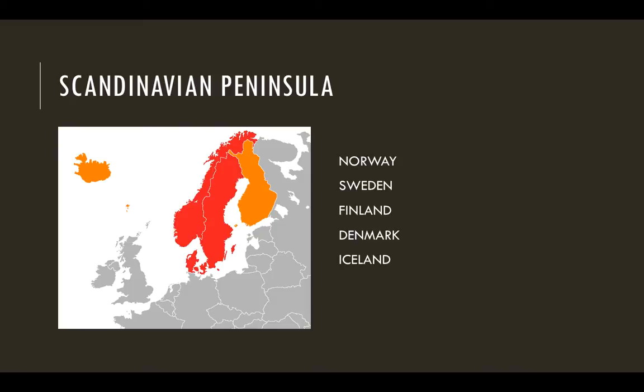Now, shifting over to the Scandinavian Peninsula. This area includes 5 countries: Norway, Sweden, Finland, Denmark, and Iceland. Remember I told you Europe is often referred to as a peninsula within a peninsula. So here's an example of one of those smaller peninsulas.